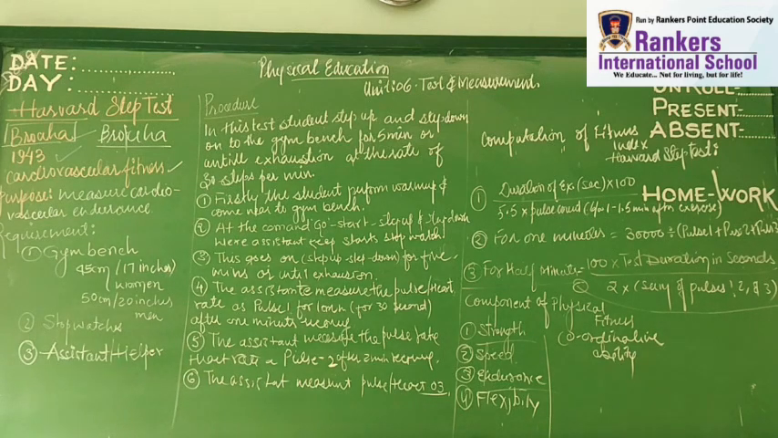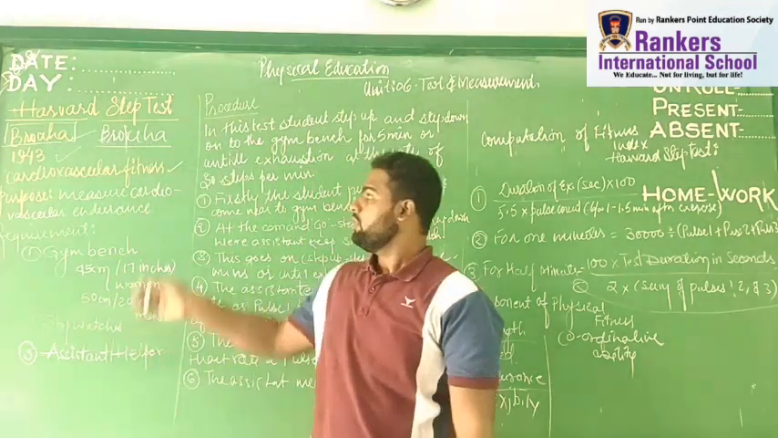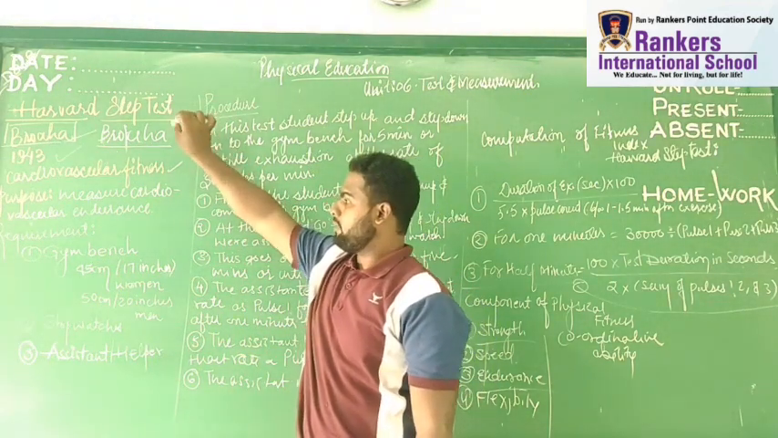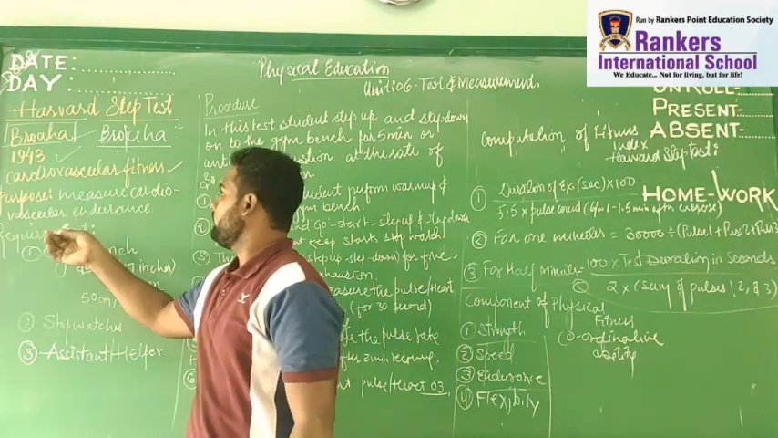This test is given by Brouha, right? Who gave this test? Brouha, and it was in 1942. When this test came, it was in 1943. What does this measure? Or if I say, what is the purpose of this Step test? The purpose is to measure cardiovascular endurance.